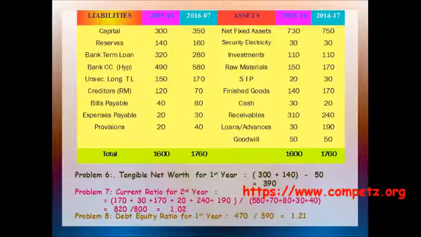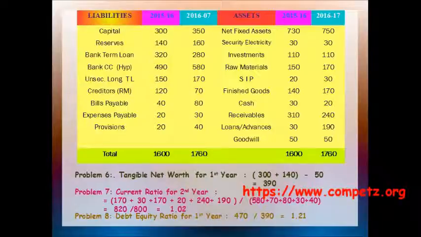We will see in the liability side, the current liabilities are here friends. Bank cash credit hypothecation 580 for second year, just write that in the denominator, plus comes your creditors 70, bills payable 80, expenses payable 30 and your provisions 40. We'll just quickly sum it up, like 170, 30, 170, 20, 240, 190. The total current assets is 820 divided by your total current liabilities is 800. So 820 divided by 800 is equal to 1.02:1.